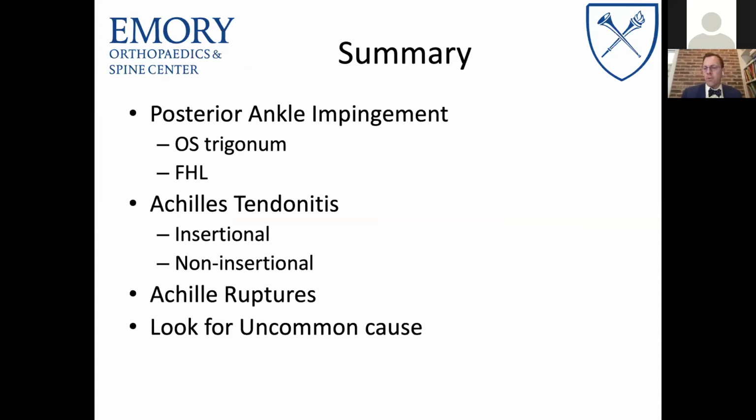So non-surgical management for those tendinopathies, and always think about those uncommon causes.